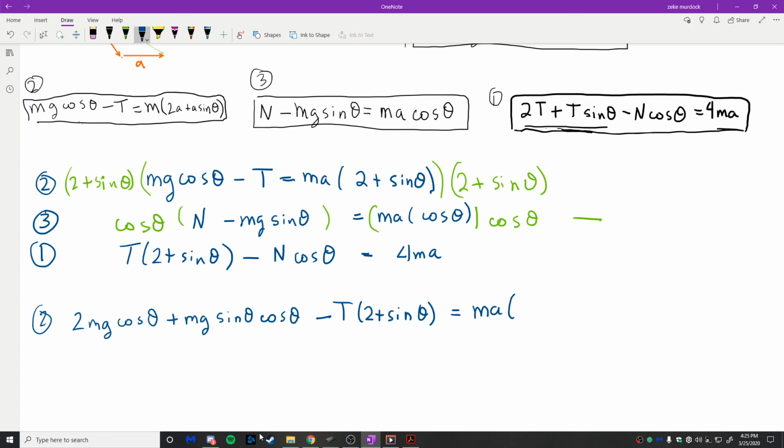So 2 times 2 is 4. 2 times sine theta is going to be 2 sine theta, but you're going to get 2 of those terms, so you get plus 4 sine theta, right? Because you get 2 times sine theta and then sine theta times 2, and then plus the outer terms, sine and sine, so you get sine squared.